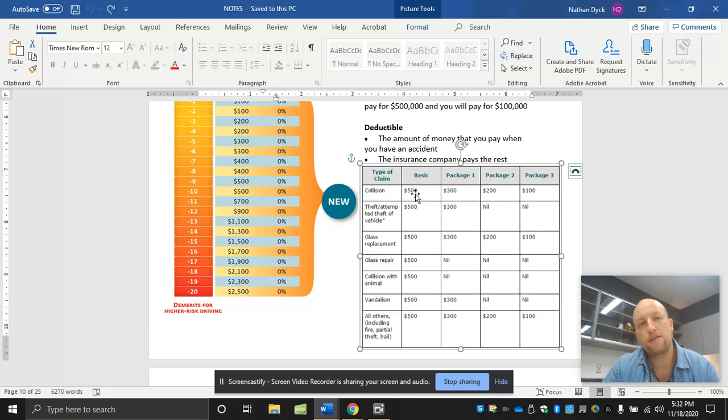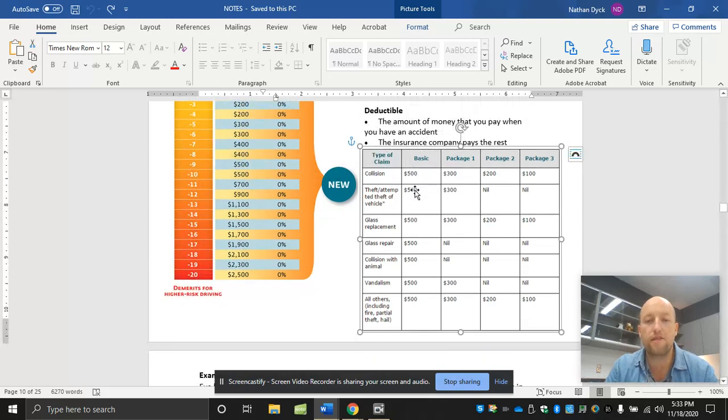The next thing is that if you were to get in a car accident, you would have to pay the $500 deductible. Now, if you got in a car accident and you had a $100 deductible premium, you'd only have to pay $100. You'd have to pay a lot less before the insurance company covers the rest of it. So, what else does a basic $500 package cover?